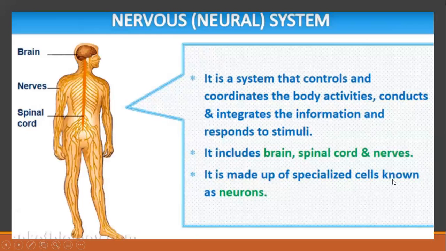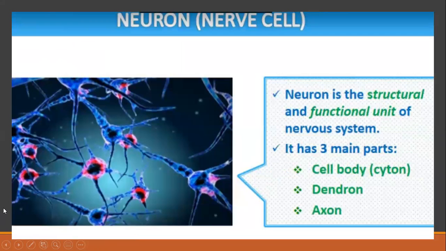It is made up of specialized cells called neurons. So what it does, it controls and coordinates the body activities, conducts and integrates the information and responds to stimuli. Stimuli means messages. It includes the brain, spinal cord and nerves. And what are the cells? The specialized cells are called neurons. Now what is a neuron? It is a structural and functional unit of the nervous system.